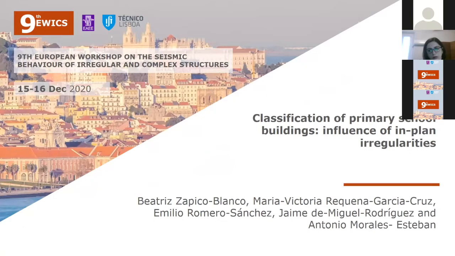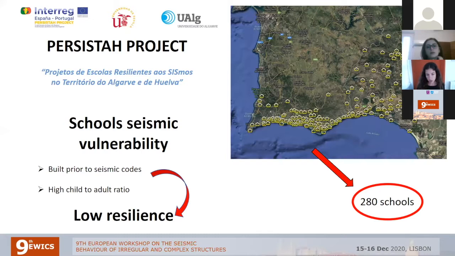Now, this small piece of work that I'm going to present here is part of a bigger project called Persista. That's a combined effort between the University of Seville and the University of Algarve, in which we have analyzed the seismic resilience or the seismic vulnerability of school buildings of both Algarve and Huelva region, which are a Portuguese and a Spanish province in the southwest of the Iberian Peninsula, which is a beautiful place if you haven't been there. Most of you have.